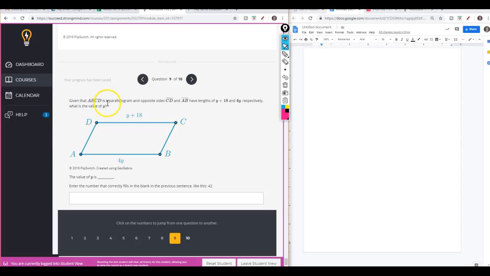Alright, given that ABCD is a parallelogram and opposite sides, segment CD and segment AB have lengths of y plus 18 and 4y respectively, what is the value of y?